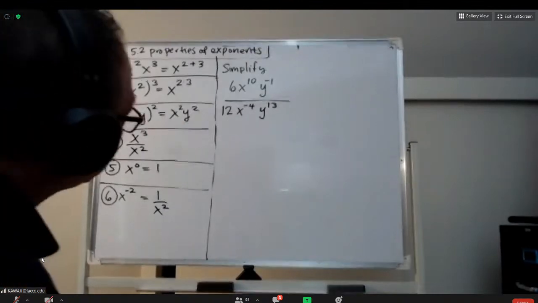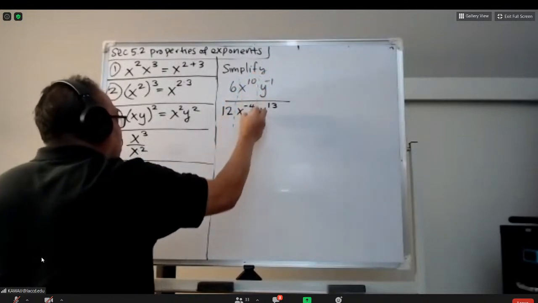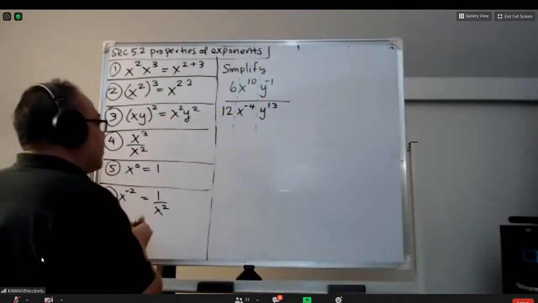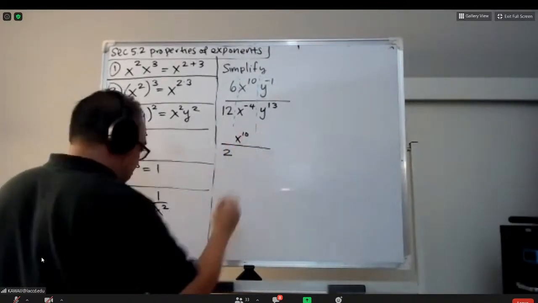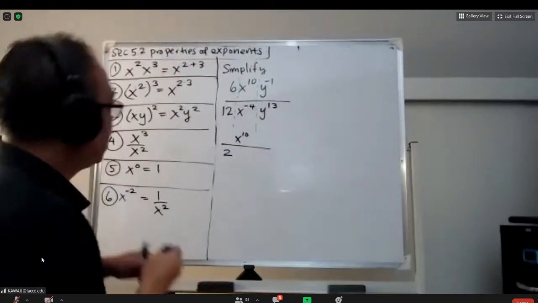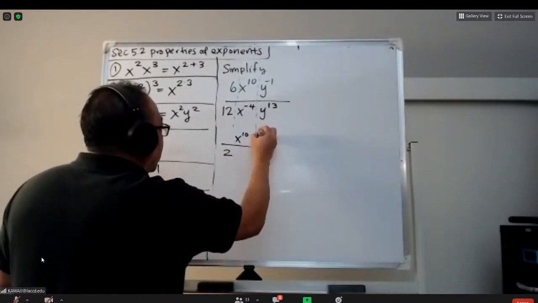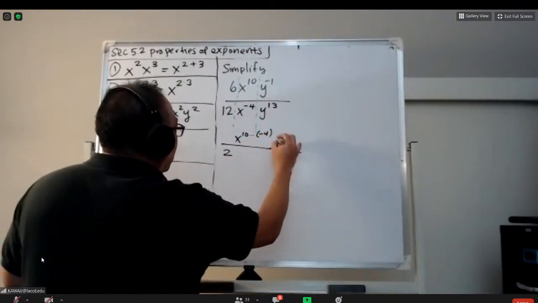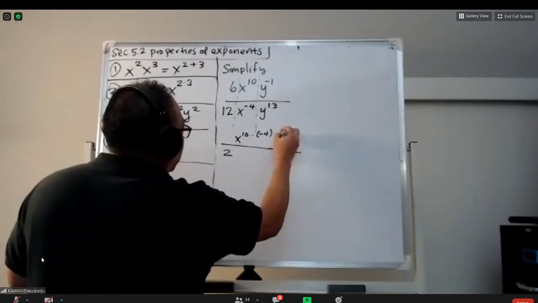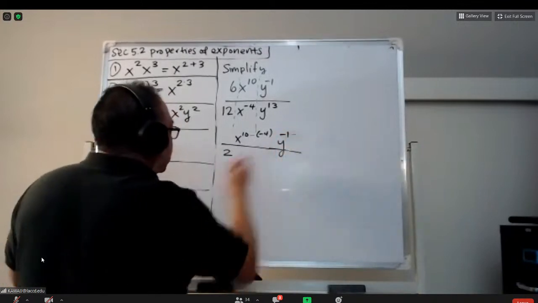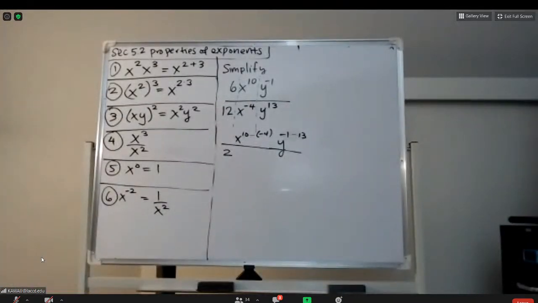Okay, so treat these like 3 separate problems. So you'll have a 2 on the bottom. Then we have x to the 10 minus a -4, and then we have y to the 13, I'm sorry, y to the -1 minus 13, right? Top minus bottom.